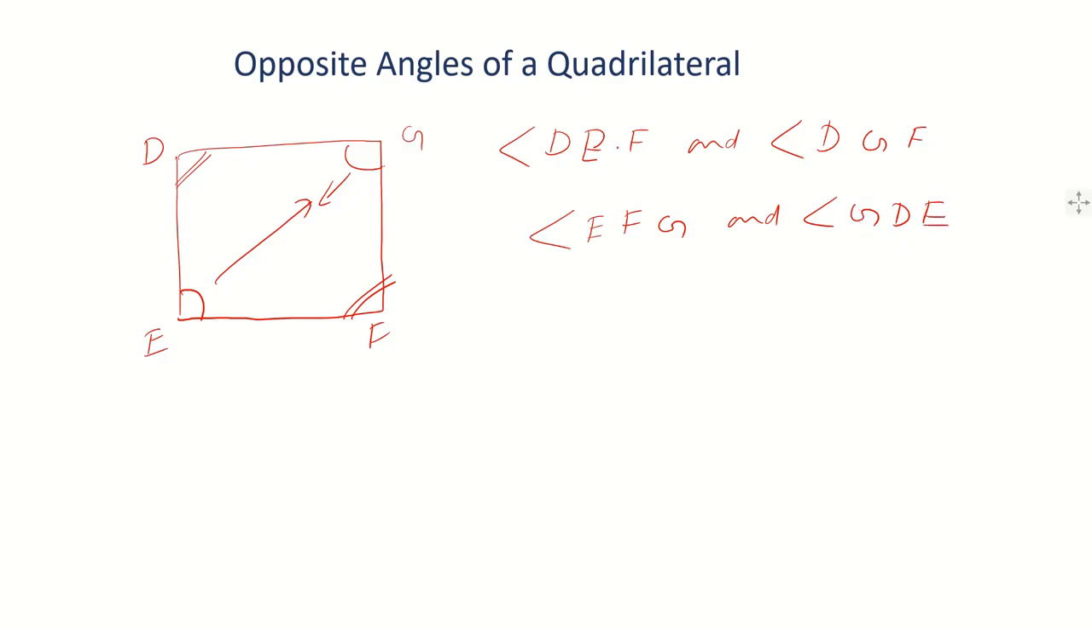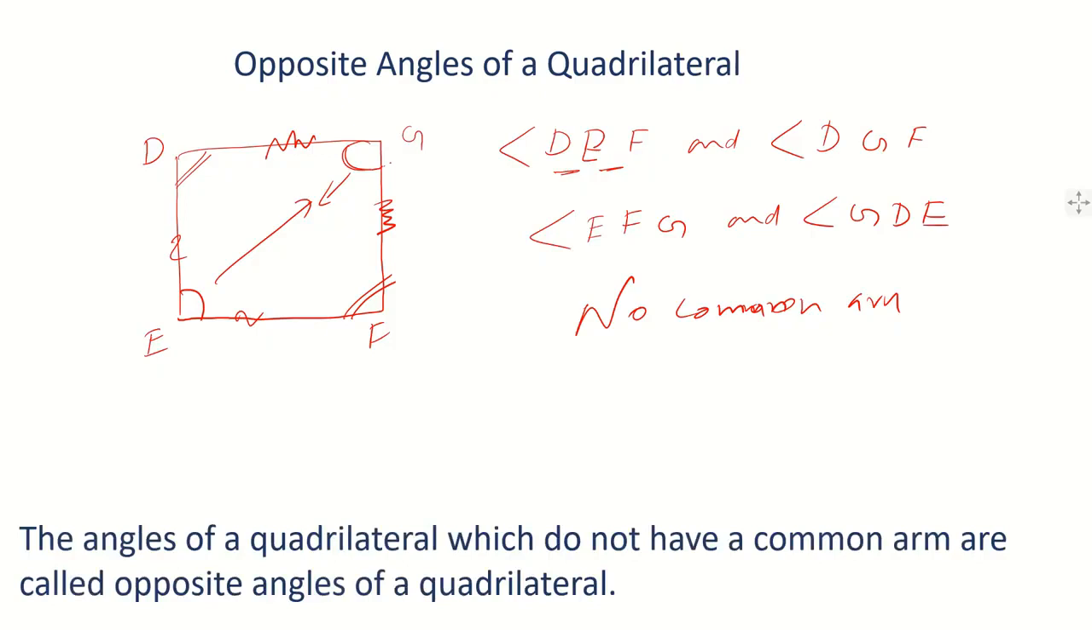They do not have a common arm. You can see EF here, you can see DA here, DF here, but no common arm. Because this angle DEF is made with this arm, and this angle G is made up of this arm and this arm. So no common arm. Okay. Angles of a quadrilateral which do not have a common arm are called opposite angles of a quadrilateral.